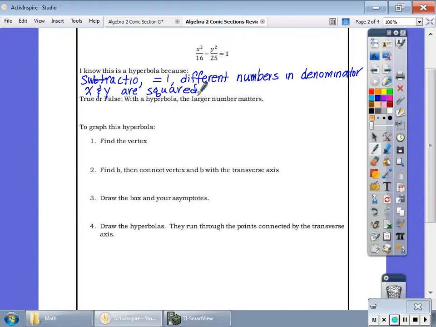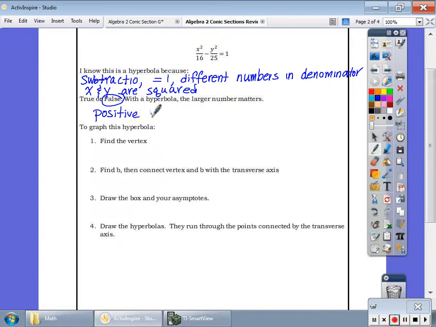True or false? With a hyperbola, the larger number matters. It is false. It's the positive number, which typically for us is the first one. But the positive number is what matters to us.